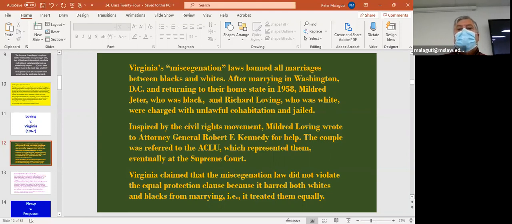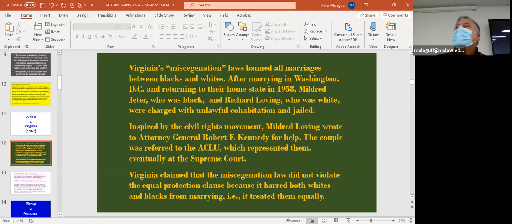So it limited the miscegenation to what the crafters of the law probably considered to be protection of the Caucasian race, okay? So, very interesting story. Mildred Jeter was black, Richard Loving was white.